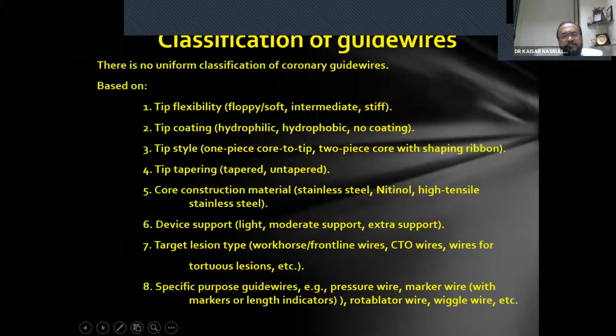Anyway, classifications. You can classify guide wires by different properties. On flexibility: floppy wires, intermediate wires, stiff wires. Floppy wires are like the BMW wire, intermediate wires we sometimes use in certain situations, and stiffer wires are for tougher situations. Tip coating, which I've already described, hydrophobic or hydrophilic coating. Tip style, one core or two core wires. Tip tapering, tapered or untapered wire. Core construction, stainless steel or nitinol wires. Device support, light support, extra support, and target lesion type, which I will describe after some time more vividly. And for specific purposes, like pressure wires.